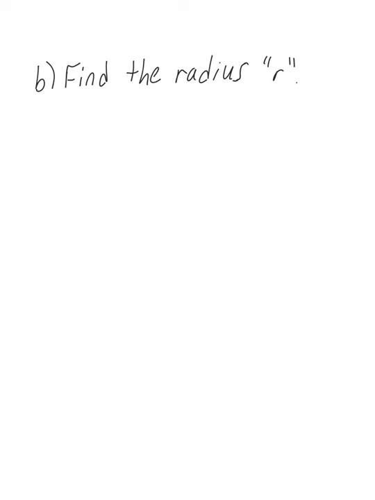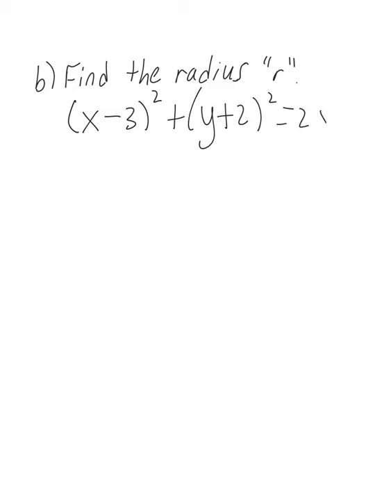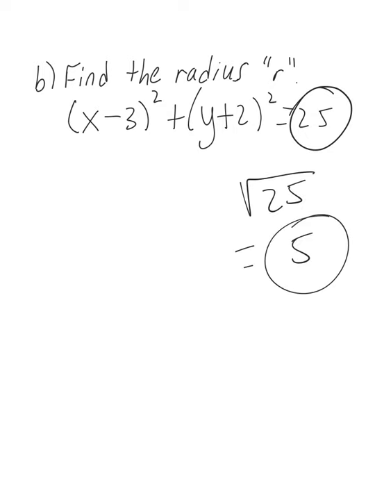So B is find the radius r. So again, let's bring over our answer to standard form. It was the quantity x minus 3 squared plus the quantity y plus 2 squared equals 25. We said to find the radius, take the number opposite of the letters and take the square root of it. So the square root of 25 is 5. So our radius is 5 for the final answer for that.